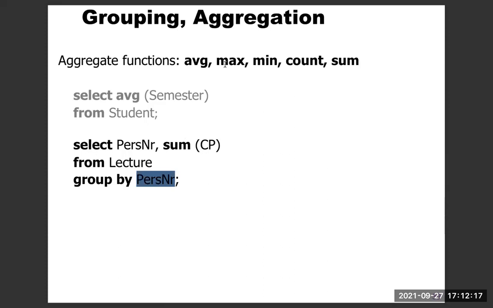CP, maximum CP, average CP, count of CP, sum of CP, all of these are possible, but not select person number, comma, CP. In a group of records of lectures with the same person number, there may be different CP values. So you need to find a unique value, just some single value for the whole record.